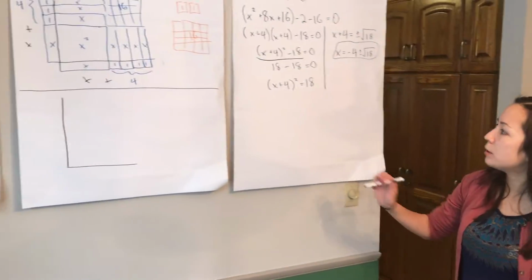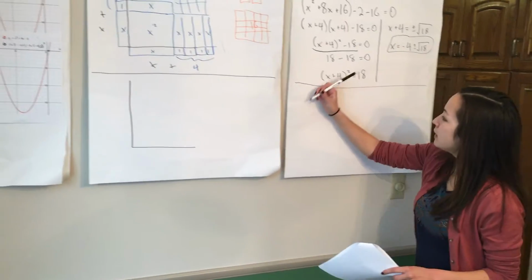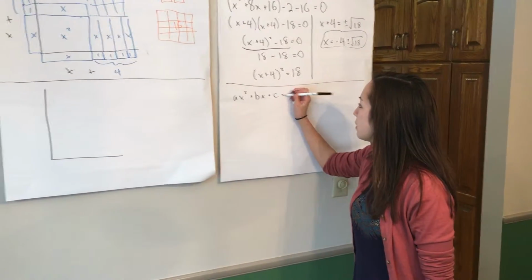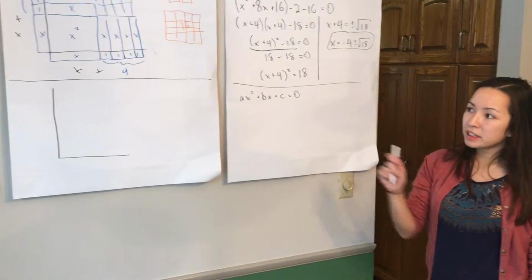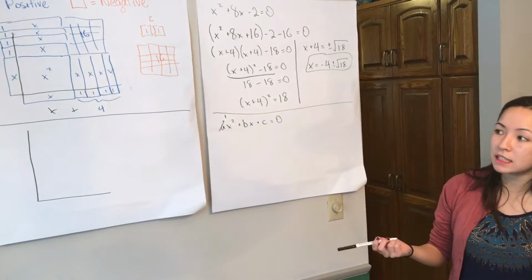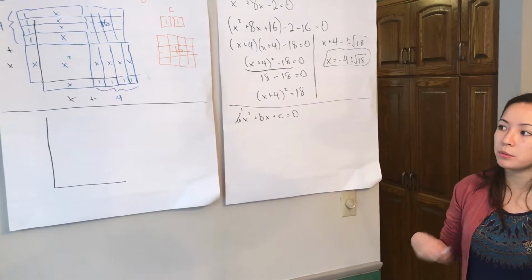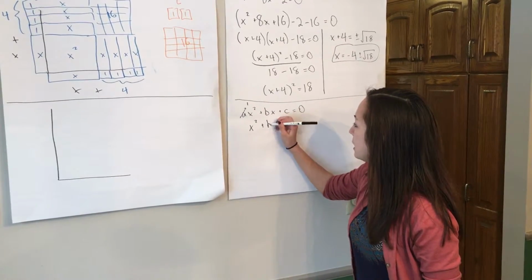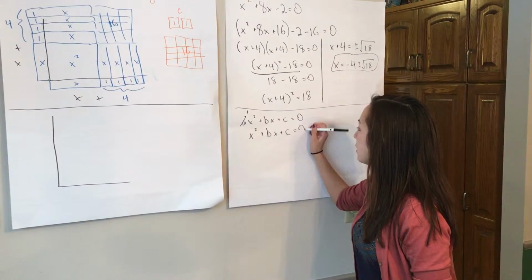So let's go back to our ax squared plus bx plus c equals 0. From our conditions, we know that a equals 1. And we're assuming that b is even, so we can divide it by 2. And we're assuming that it has 2 real roots. So we have x squared plus bx plus c equals 0.